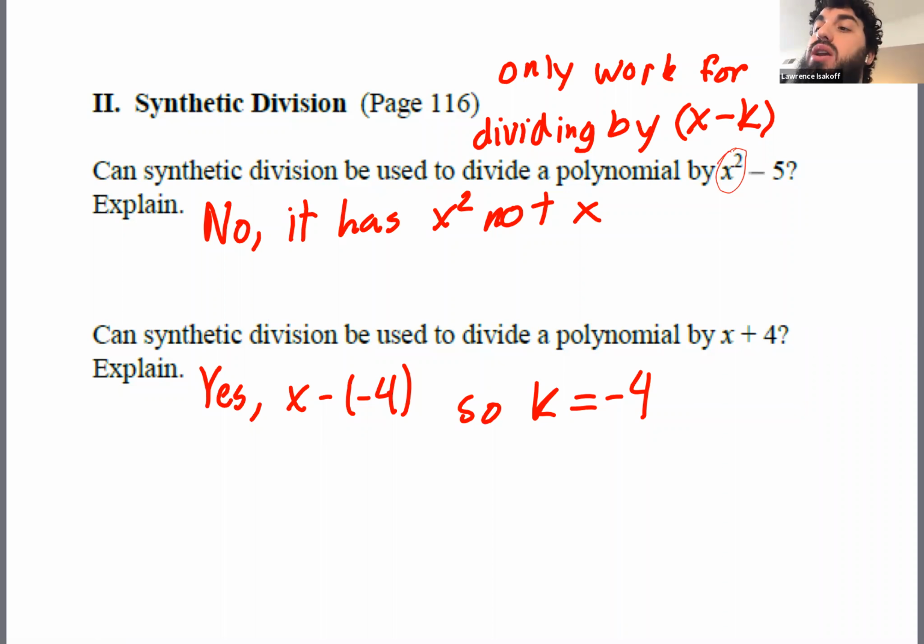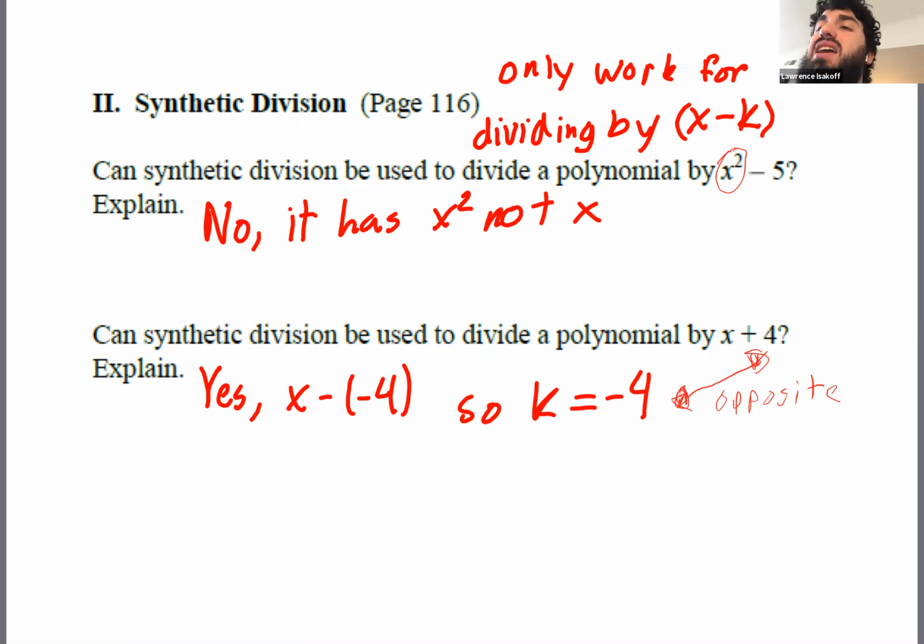Now, the next one is x plus 4. We can use synthetic division because we can think of that as, oh, x minus a negative 4. So our k is negative 4, we're doing the opposite. So I just want to make that note. It is the opposite of this. Very important fact. So when we're doing synthetic division, if it's a plus, we're going to use a minus. If it's a minus, we use a plus.